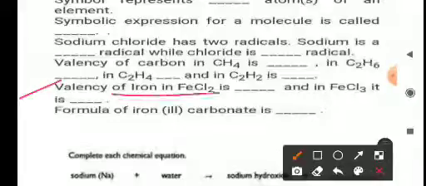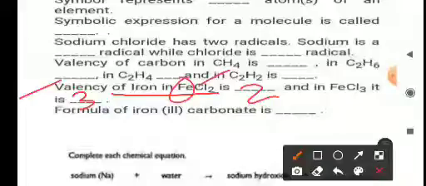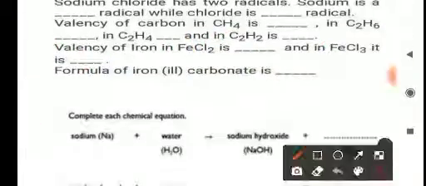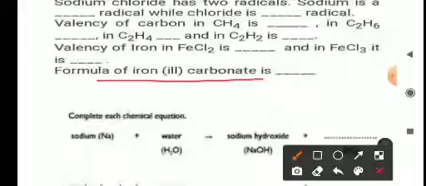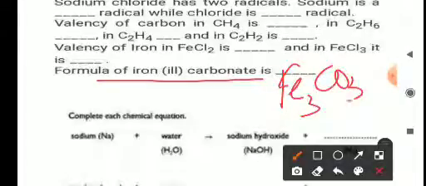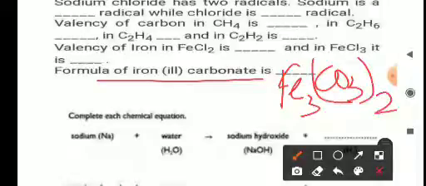The valency of iron in FeCl2 is 2 and in FeCl3 is 3, because with iron there are 2 chlorines attached in one case, and 3 chlorines attached in the other. The formula for iron(III) carbonate will be Fe2(CO3)3.